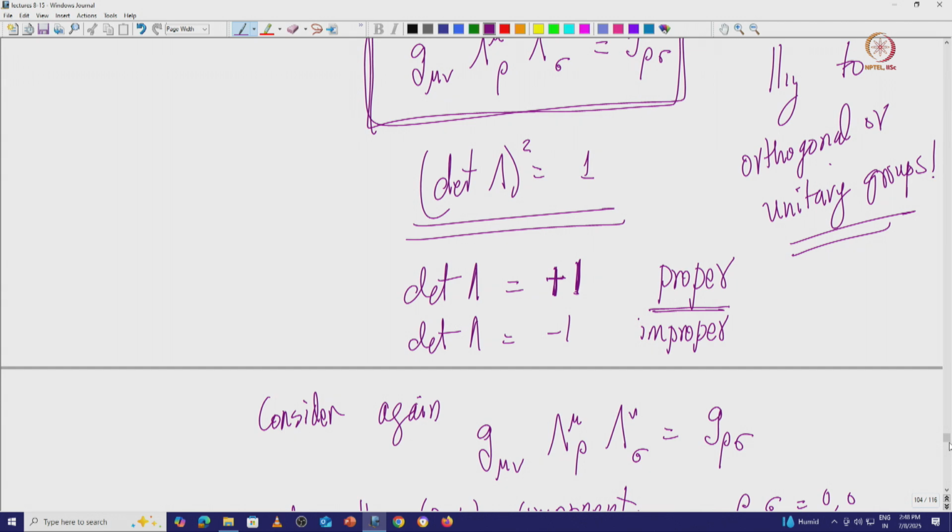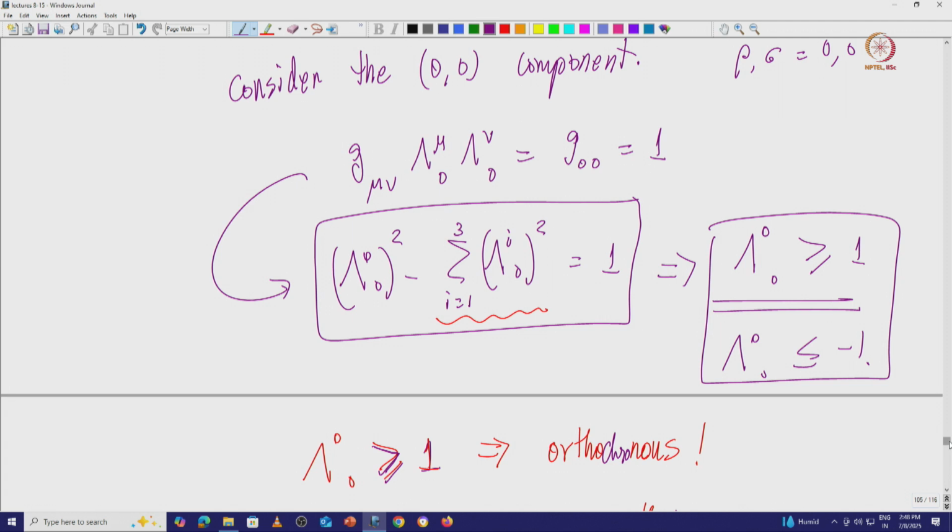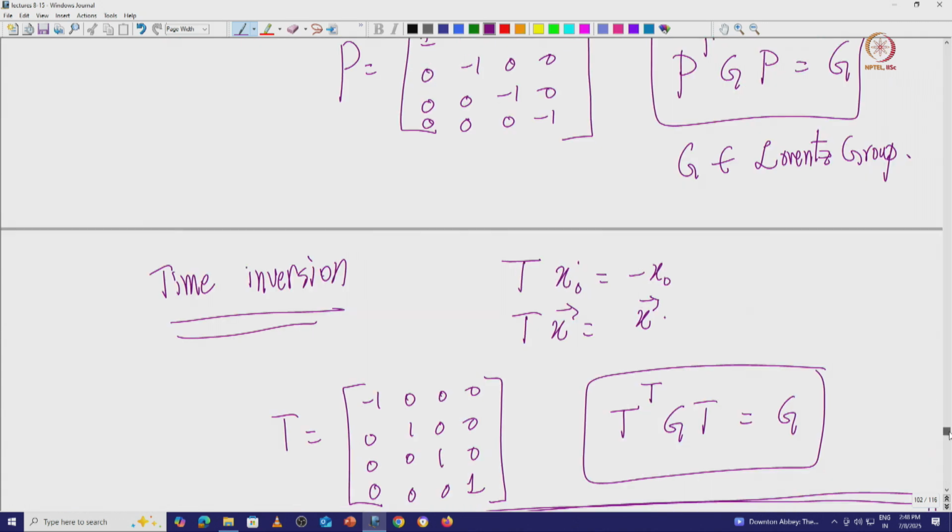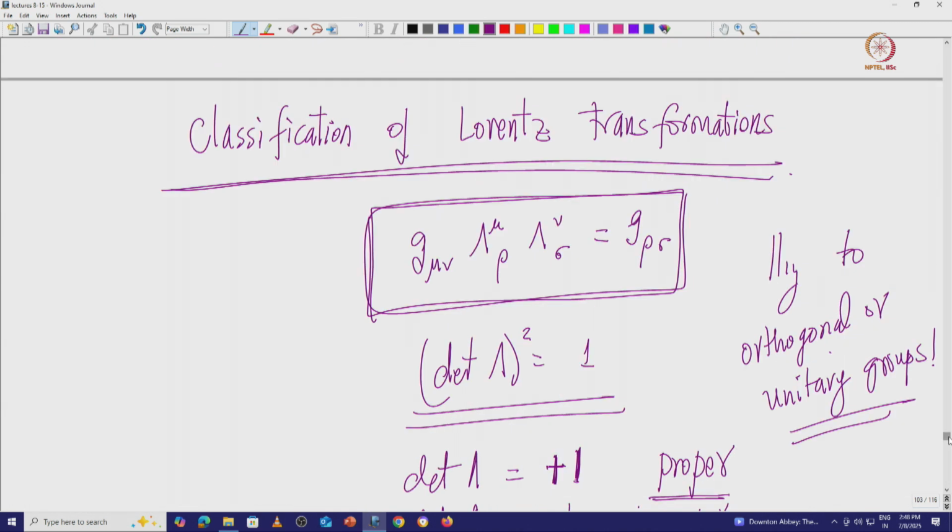So these are the two classifications, and then we also looked at the lambda 0 0 element, and we saw that the lambda 0 0 element is given by this main condition. The main condition is again that the metric should be invariant under Lorentz transformations. Using this same condition you also have a condition on not only the determinant of the Lorentz transformation but also on the lambda 0 0 element.